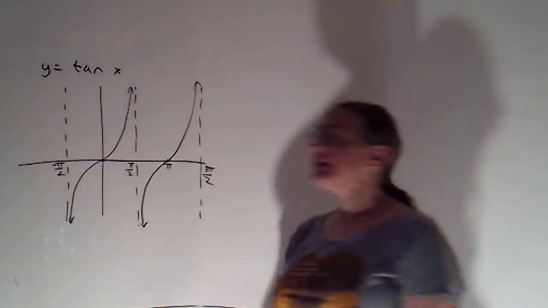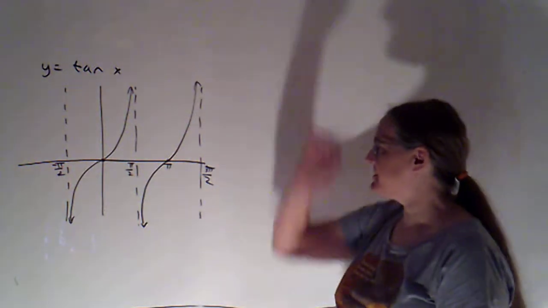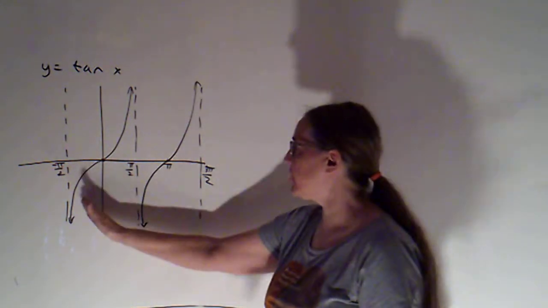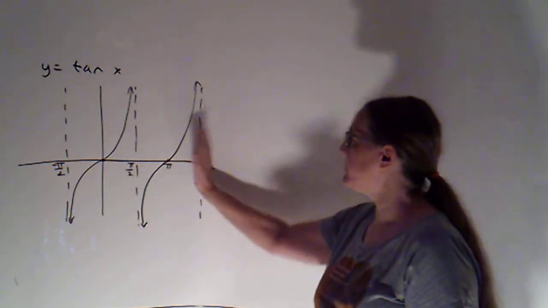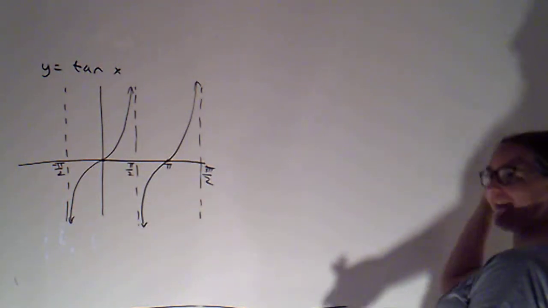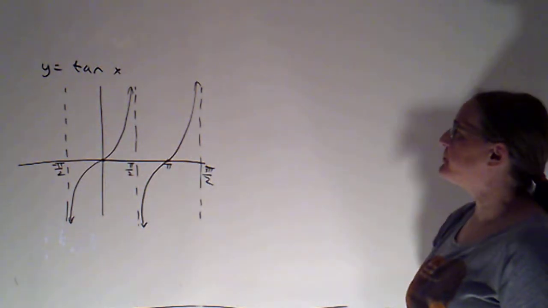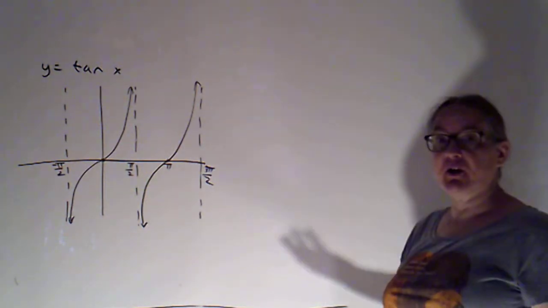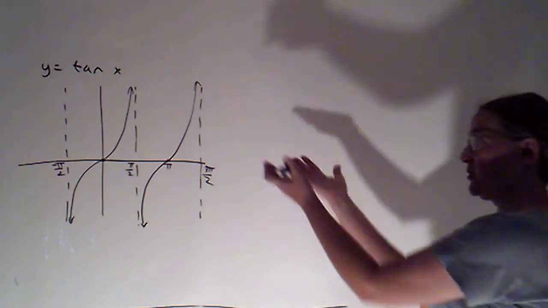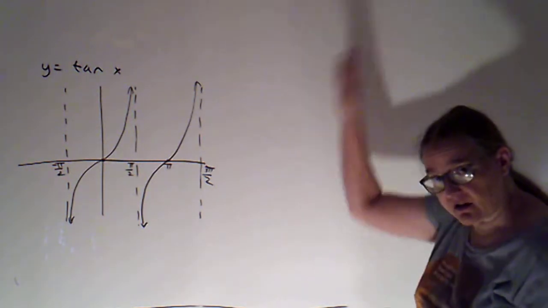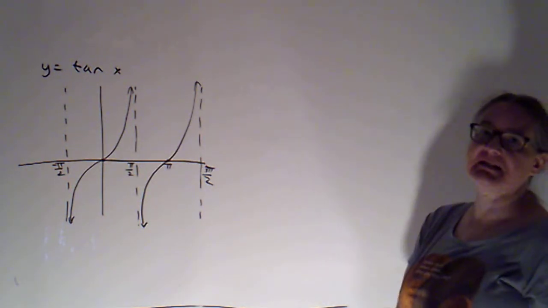I've got tangent up on the board here, and as you can see, it fails the horizontal line test. Now I've just drawn 2 periods of tangent, but of course it does this again and again and again on either side of what I've drawn. Okay. So we want to create a related function that agrees with tangent, takes on all of its values, but hits those values exactly once.